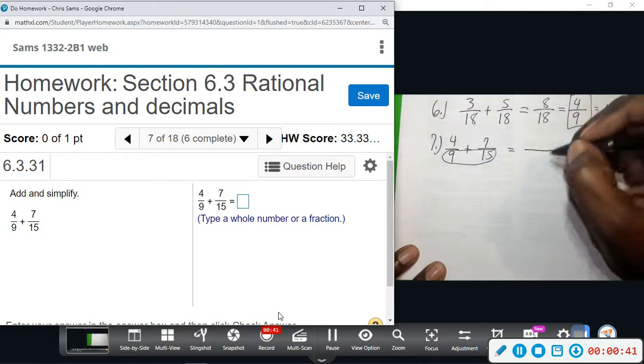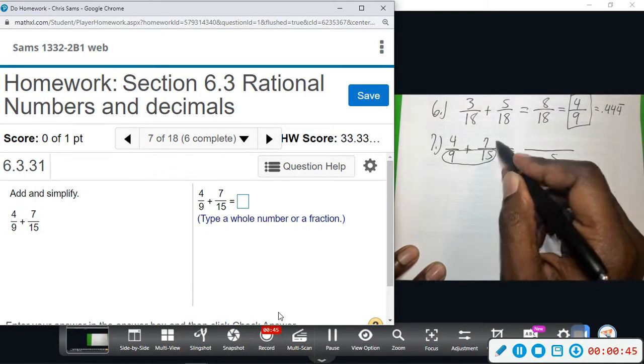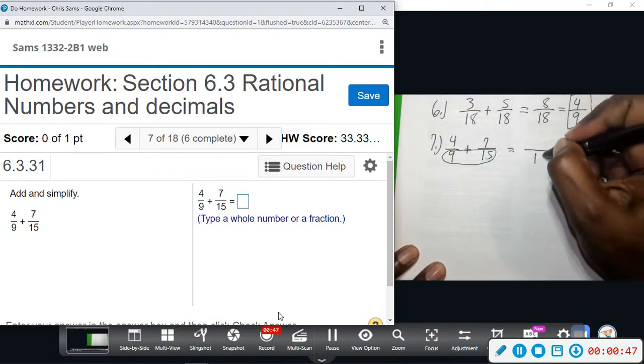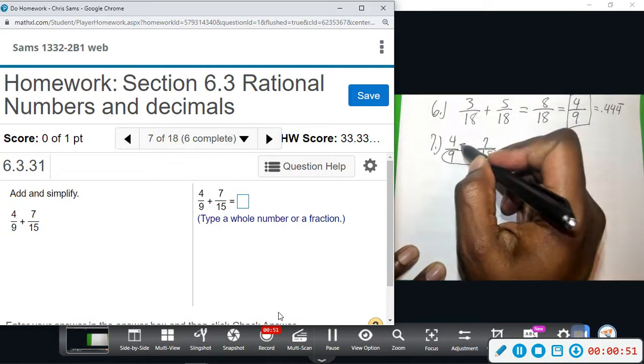9 times 5 is 45. Write the 5 down, carry your 4. 9 times 1 is 9, plus 4 is 13. So 135. Alright, then you cross the tops.